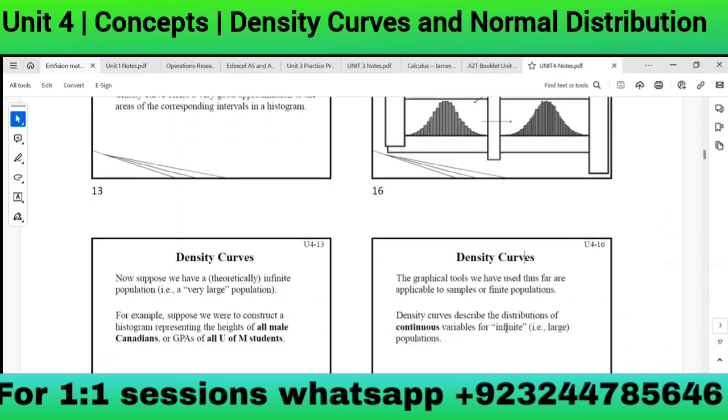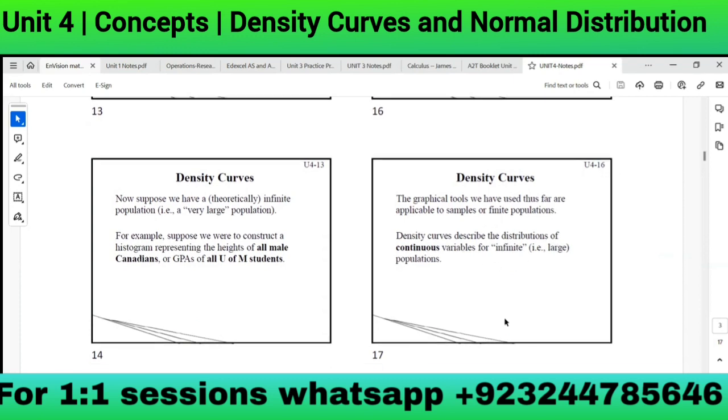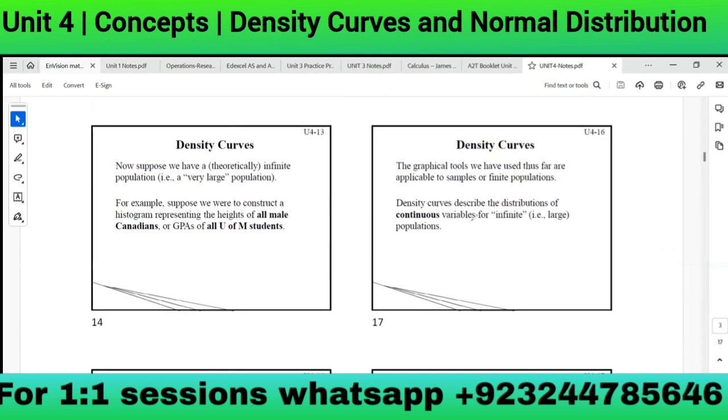The graphical tools we have used thus far are applicable to samples or finite populations. Density curves describe the distributions of continuous variables for infinite populations. Infinite populations are populations that are very large. Continuous variables are variables that keep on continuing, that do not stop, that are not specific. We have already learned about continuous variables.